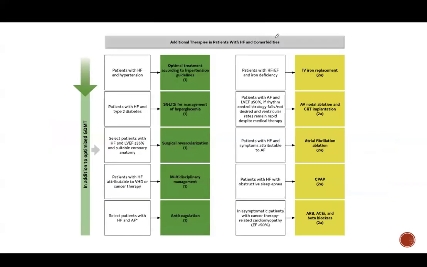Additional therapy in patients with heart failure and comorbidity: you should give IV iron replacement in patients with iron deficiency. Suppose the patient has AF, you should plan for AV nodal ablation. Patients having obstructive sleep apnea should receive CPAP therapy. In patients with heart failure and hypertension, you should treat hypertension as per the guidelines. All patients with diabetes and heart failure should receive SGLT2 inhibitors. If there is suitable coronary anatomy and EF of less than 35%, surgical revascularization has to be done. Thank you.